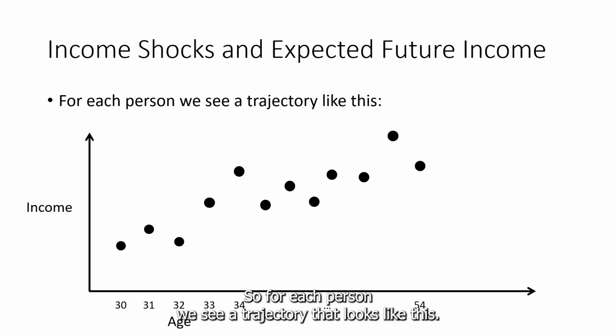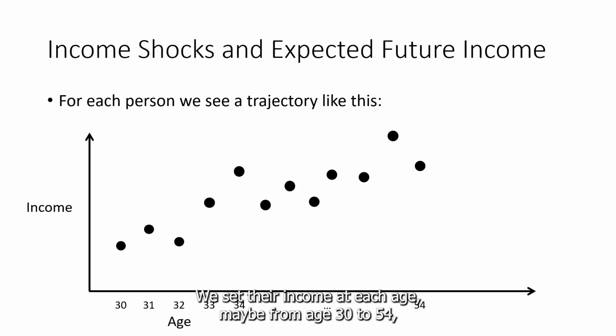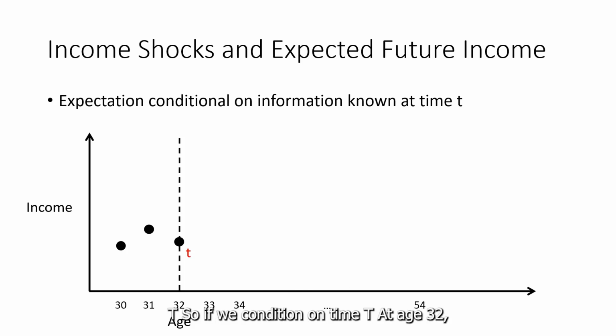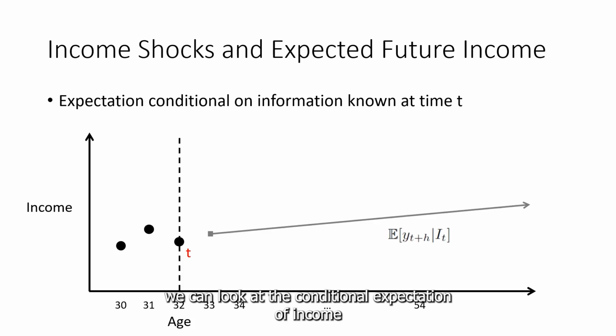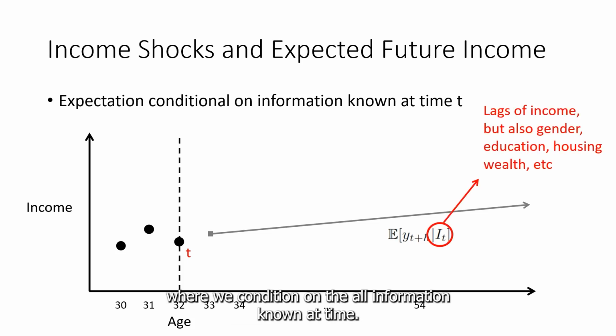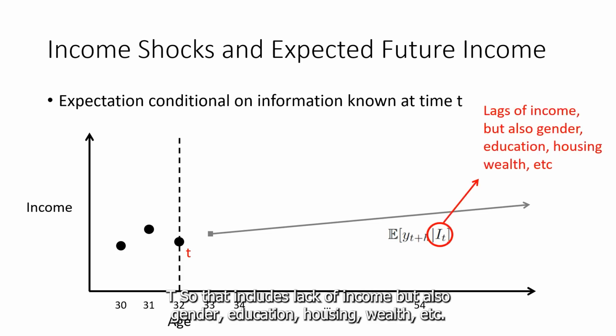So for each person, we see a trajectory that looks like this. We see their income at each age, maybe from age 30 to 54. And then we can think about the conditional expectation of future income given information known at time t. So if we condition on time t at age 32, we can look at the conditional expectation of income h years ahead into the future, where we condition on all information known at time t. So that includes lag of income, but also gender, education, housing, wealth, etc.